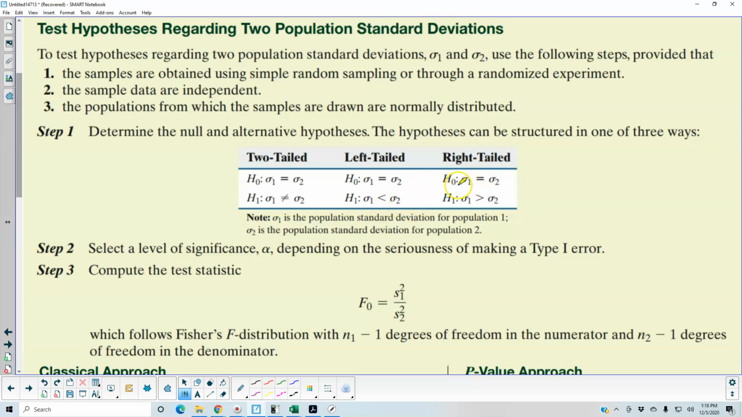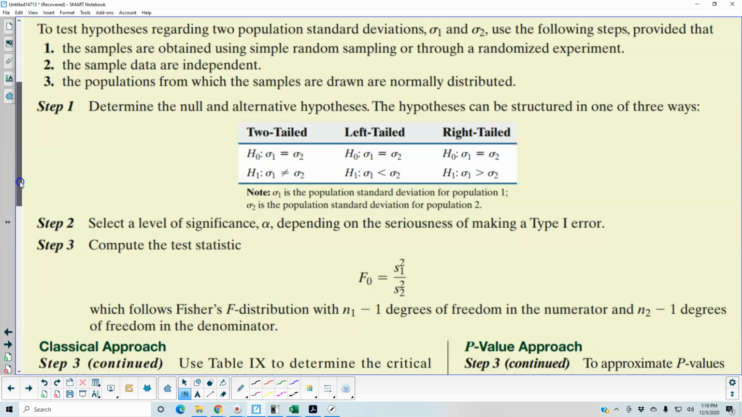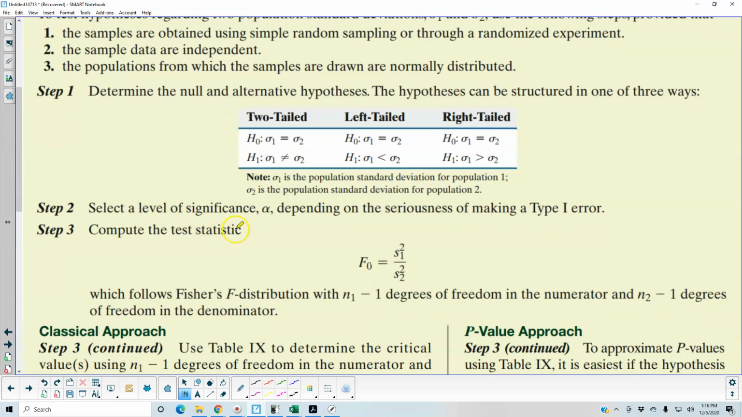And then for the right-tailed, the null again is the equality, and the alternative hypothesis is where the population standard deviation 1 is greater than population standard deviation 2. So again, just make note that subscript 1 is population 1, subscript 2 is population 2. Now step 2, you select a level of significance, alpha, depending on the seriousness of making a type 1 error.